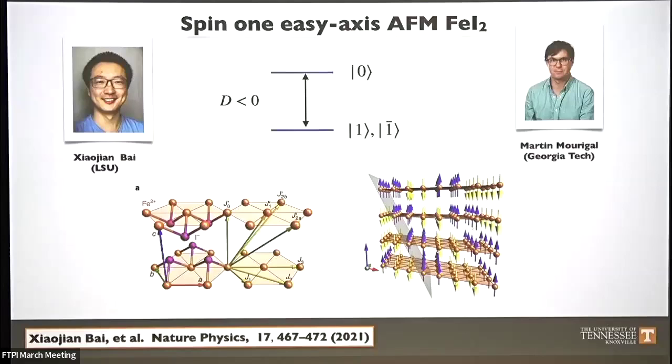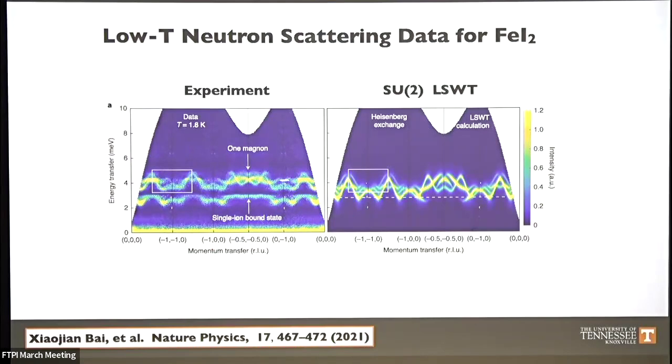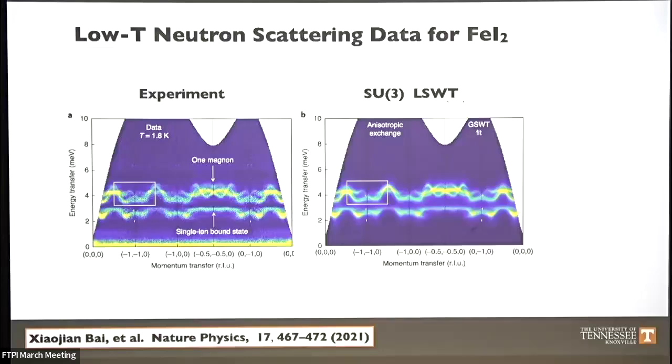But let's stick with this material, right? This very simple material, like a single ion isotropy and several competing exchange interactions, is not very important. The story is that if you take this material, and that's what the experimentalists did the first time, they measure these two types of modes, then they try to fit them with linear spin wave theory. It didn't work. But then if you apply this SU3 linear spin wave theory, or if you want to call it multi-flavor or two-flavor linear spin wave theory, you can explain the modes.